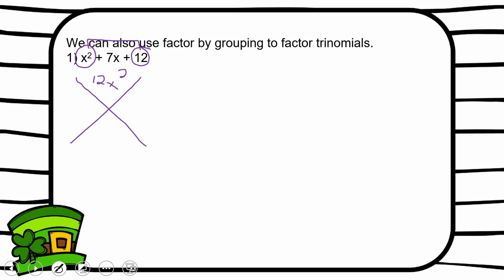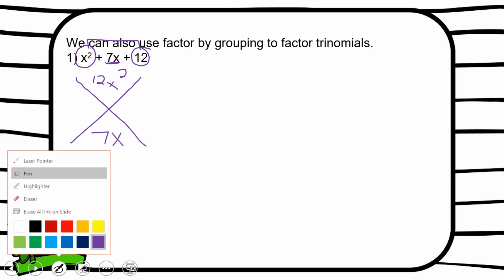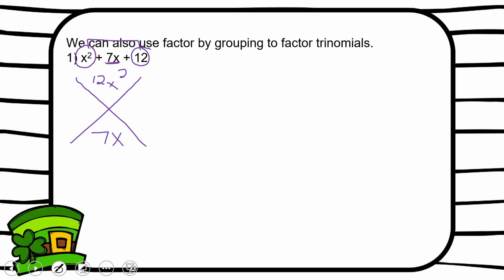And the bottom of your big X will always be your B term. And we have to find the two sides. What you're looking for is what two numbers multiply to be a 12x squared and add to be a 7x. Well, if I try a 12x and 1x, that definitely multiplies to be 12x squared. But if I add 12x and 1x, that's a 13x, and I need a 7, so that's not it.